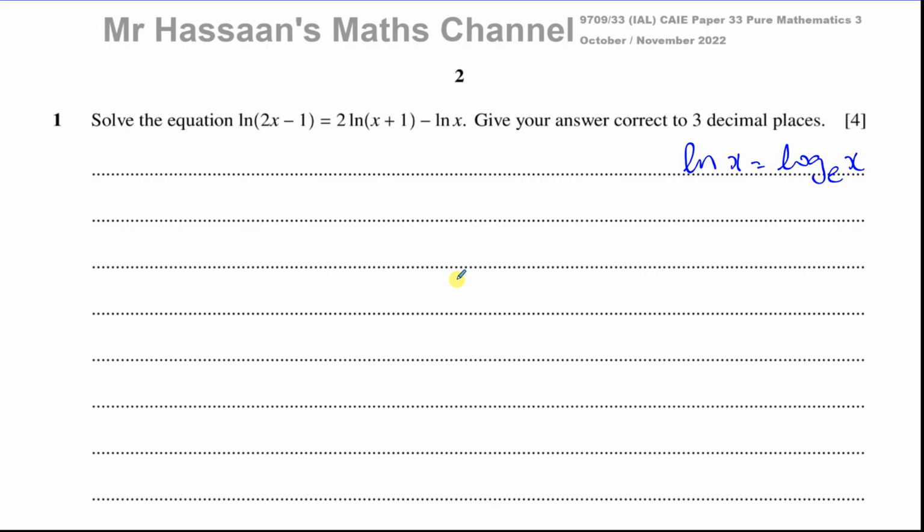The second thing that students were doing, they were thinking, oh, there's ln on all of these, so let's just cross out the ln. And they wrote 2x minus 1 equals 2 times x plus 1 equals x. That's wrong. You can't do that. If in the end you end up with the ln of A equals the ln of B, then A equals B. They have to be one ln term. Some people think of it, okay, we can raise this to the power of e.